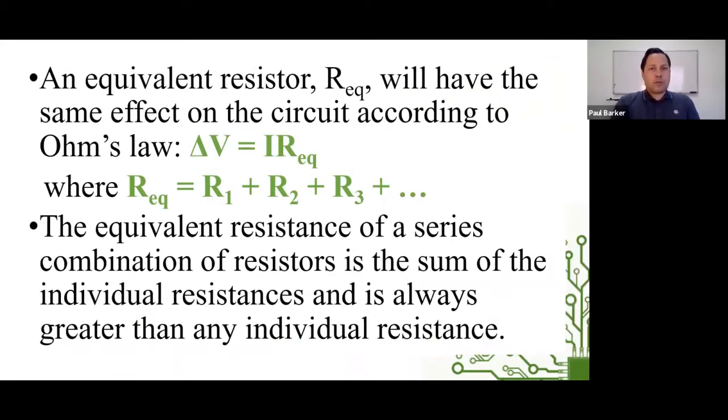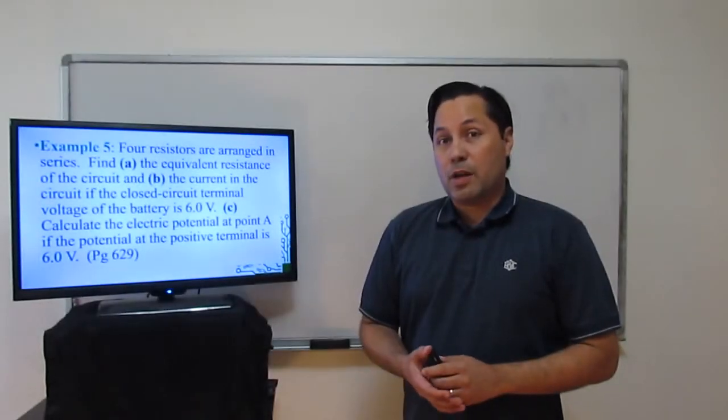Equivalent resistors will have the same effect on the circuit according to Ohm's law. So again, to solve for the equivalent resistance, just add up each of the resistors, as many as you've got, and that will give you the equivalent resistance. The equivalent resistance of a series combination of resistors is the sum of the individual resistances, and is always greater than any individual resistance.